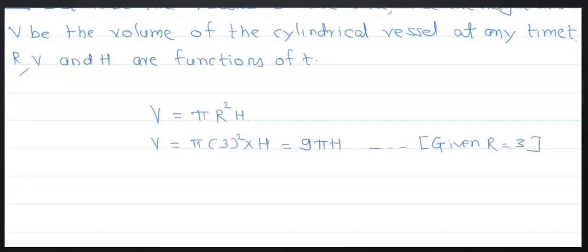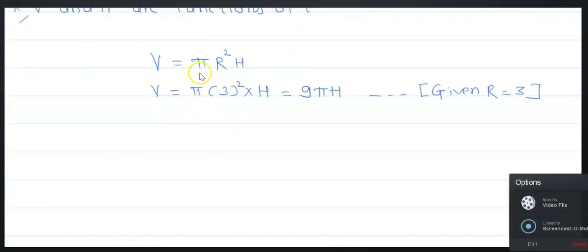Now, what is the volume of the cylinder? V is equal to pi R square into H. Substitute the value R is equal to 3. Then you will get V is equal to 9 pi H.